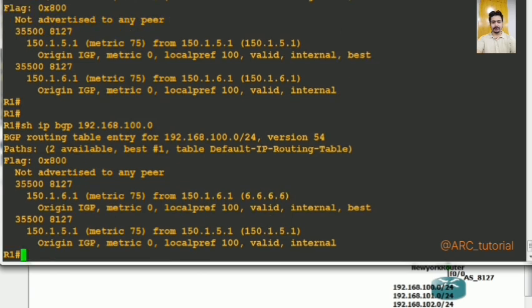See, its best path is now via R6. Check it out. Of course, based on lower router ID, it has proved now, right? And then after proving this mechanism of router ID, let's go for lower neighbor address, right? So for that purpose, I have to configure same router IDs on both devices, right?